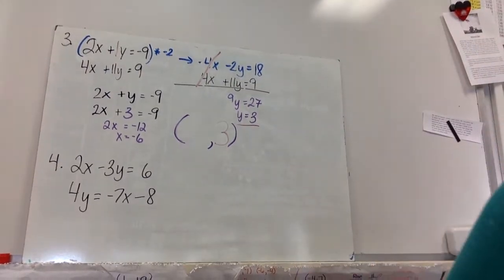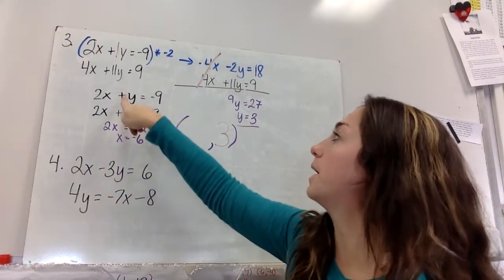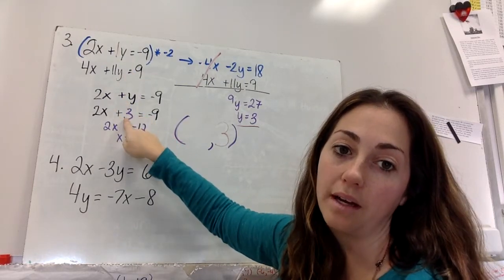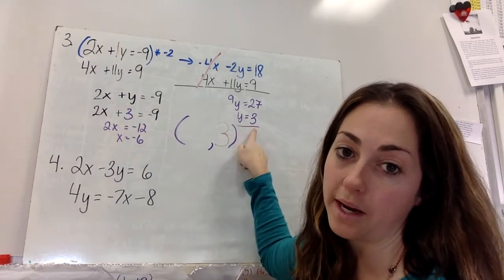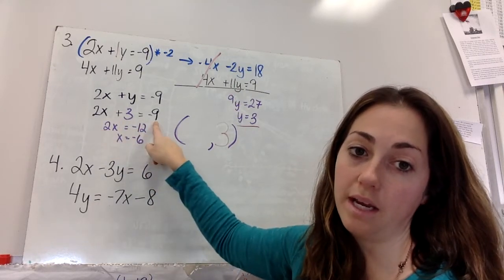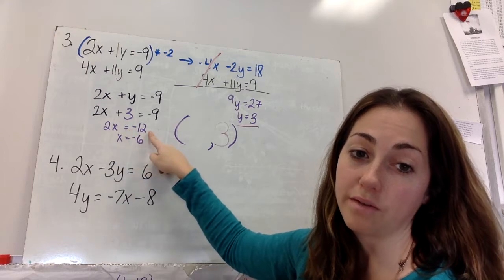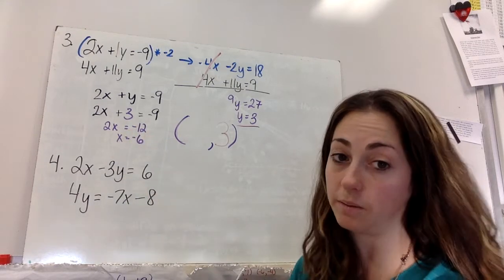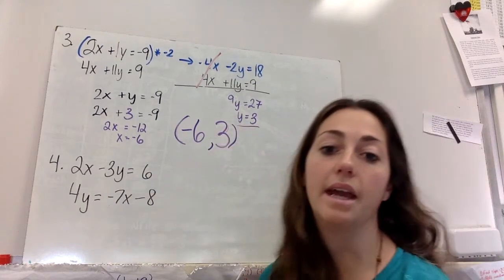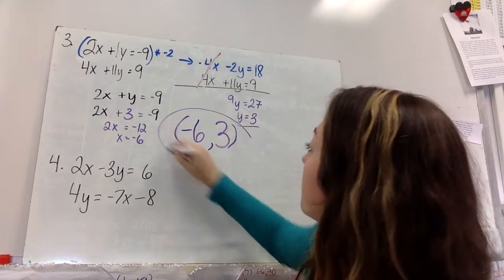So I need to plug in my y value in for my equation, either one. I picked this one, 2x plus y equals -9, and y is 3 because that's what I got. And then I have 2x plus 3 equals -9. Subtract 3, I get 2x equals -12. Divide by 2, I get x equals -6. So my answer is -6, 3.